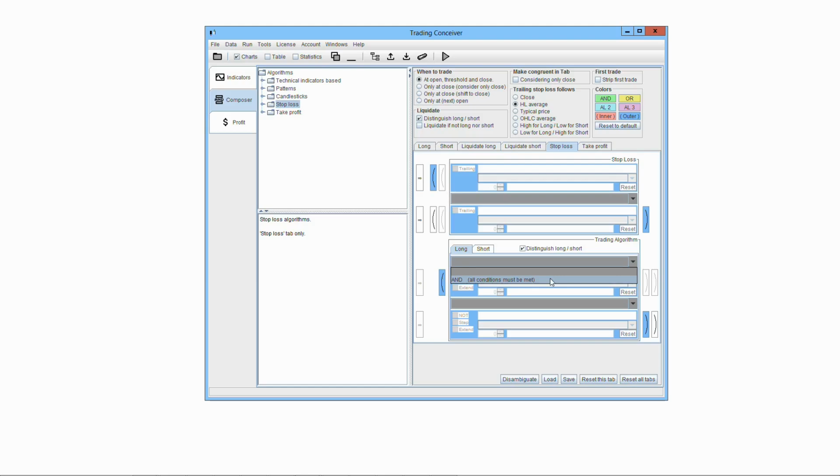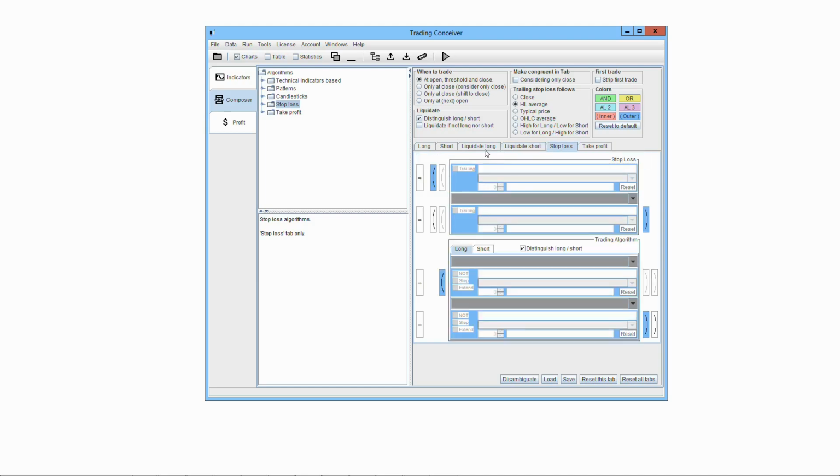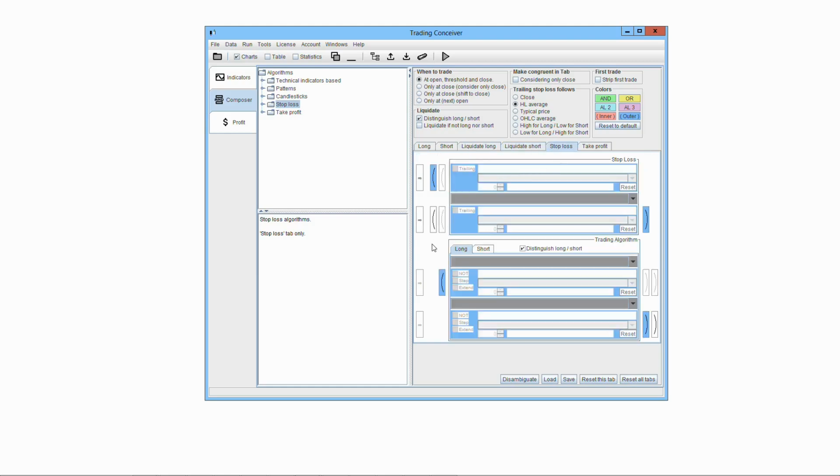the two sections. In all other cases, standard algorithms saying to liquidate must be put in one of the two liquidate tabs, liquidate long and liquidate short. So if you were tempted to OR them with the stop-loss algorithms, put them in the liquidate tabs instead. Moreover, by stop-loss we always mean a level breakout. All other kinds of liquidate orders must be dealt with in the liquidate tabs.